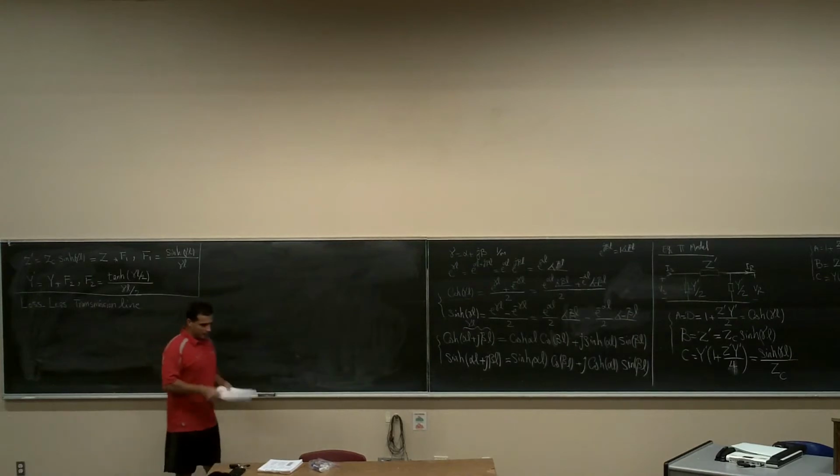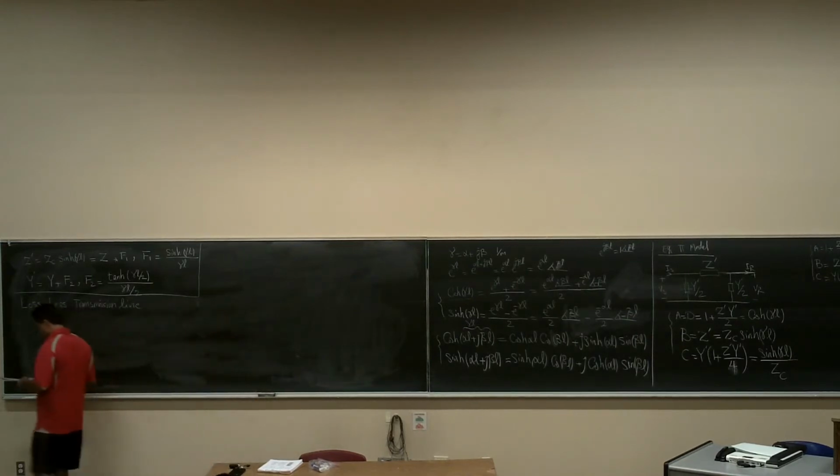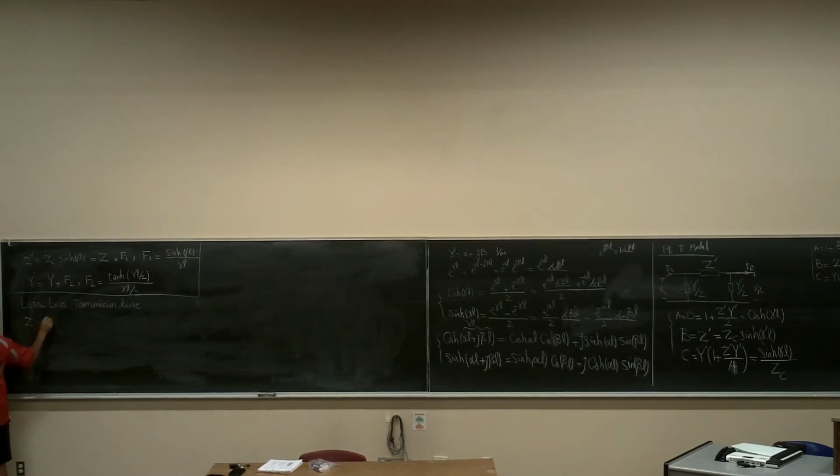Lossless transmission line. Basically, in this case, Z is j omega L, in ohm per meter, and Y is j omega C. See, there is no R and no G here.